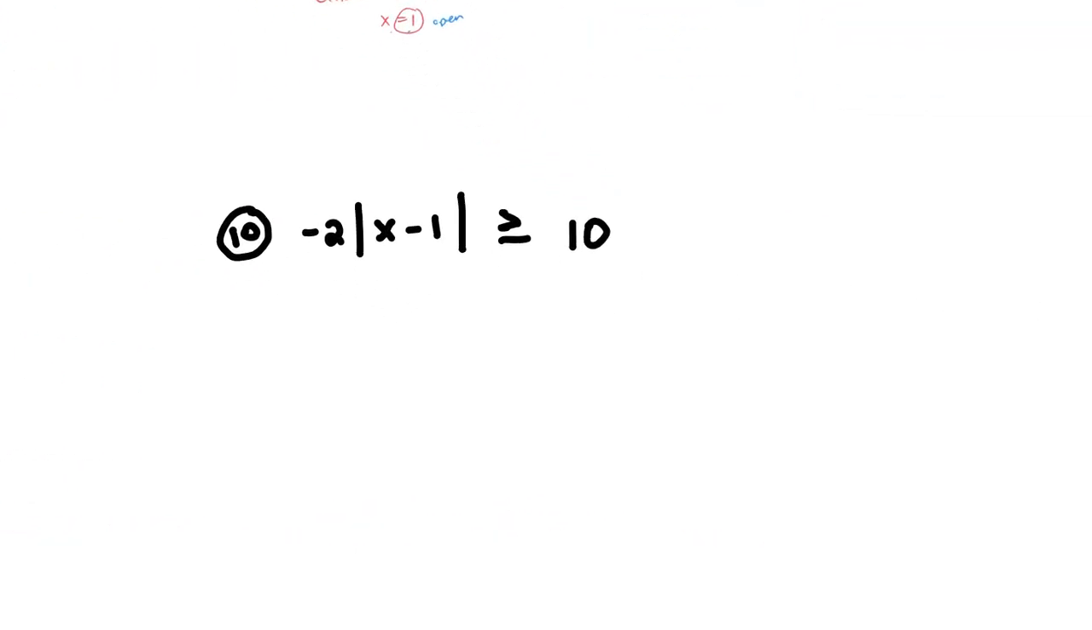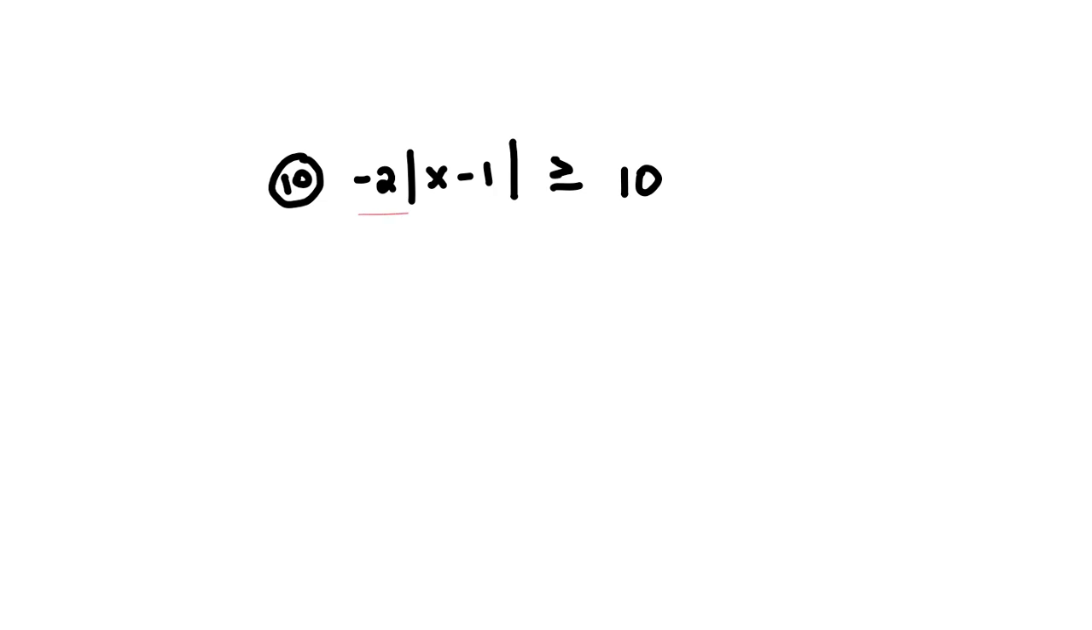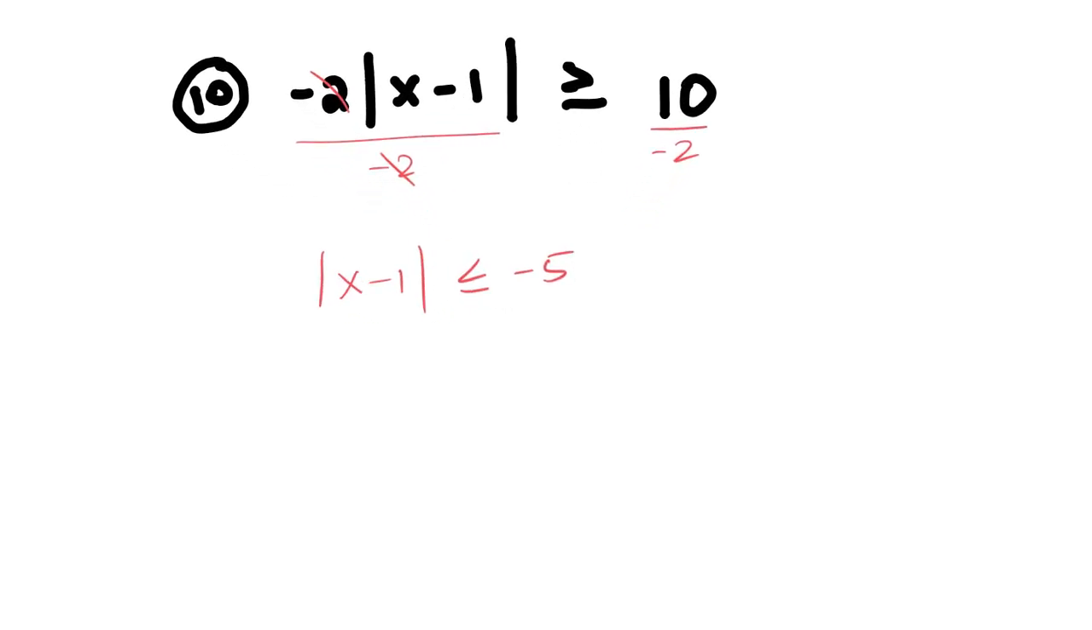And then the last but not least, this one, we have an absolute value inequality. Again, I've got to first isolate it, so I'm going to have to divide both sides by -2. So I'm going to get absolute value of x minus 1 is less than or equal to -5. And now that it's isolated, I ask myself, is it reasonable to assume that the absolute value of something is going to be less than or equal to a negative number? No, it's never going to be less than or equal to a negative number. And so this is a no solution. It's never going to happen, so no solution.